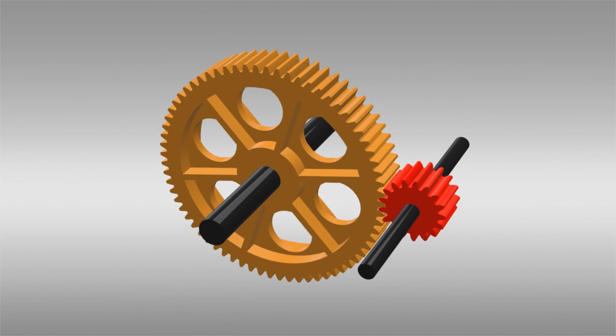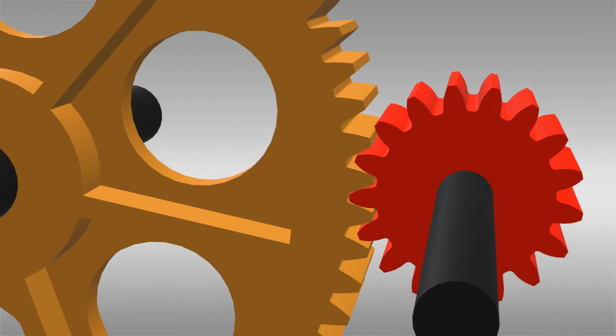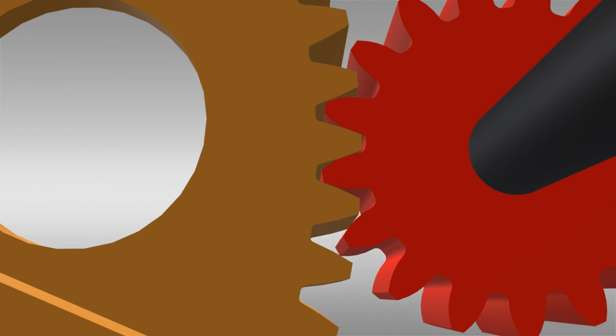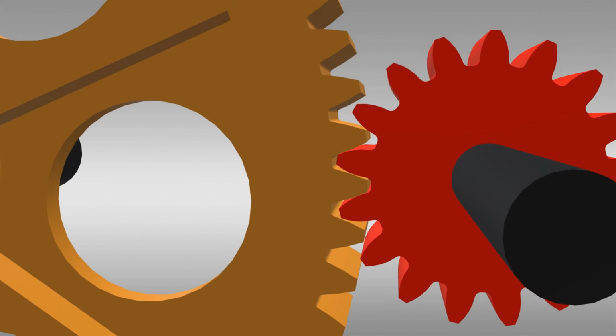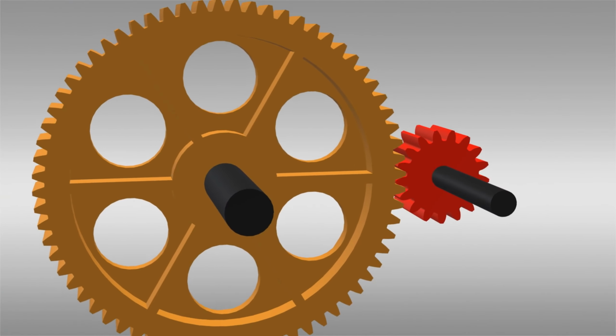Now let's move on to the working principle of spur gears. Spur gears transfer torque by meshing the teeth of two parallel shafts. As one gear rotates, it drives the connected gear in the opposite direction.